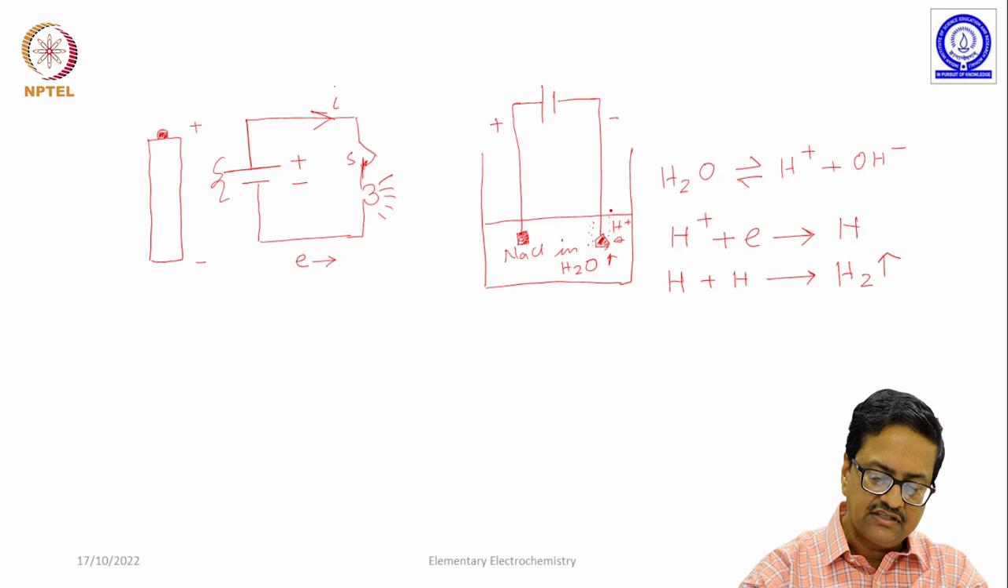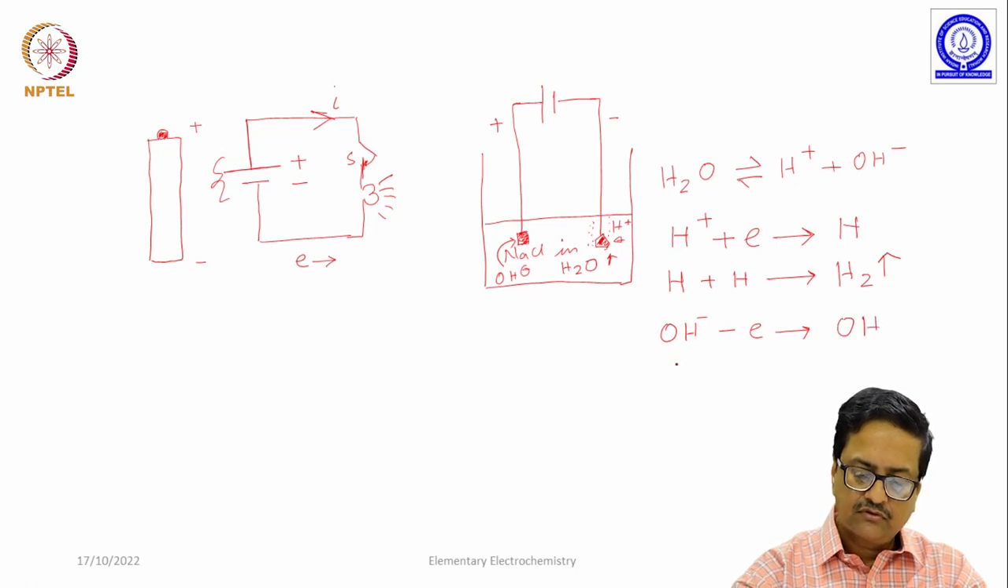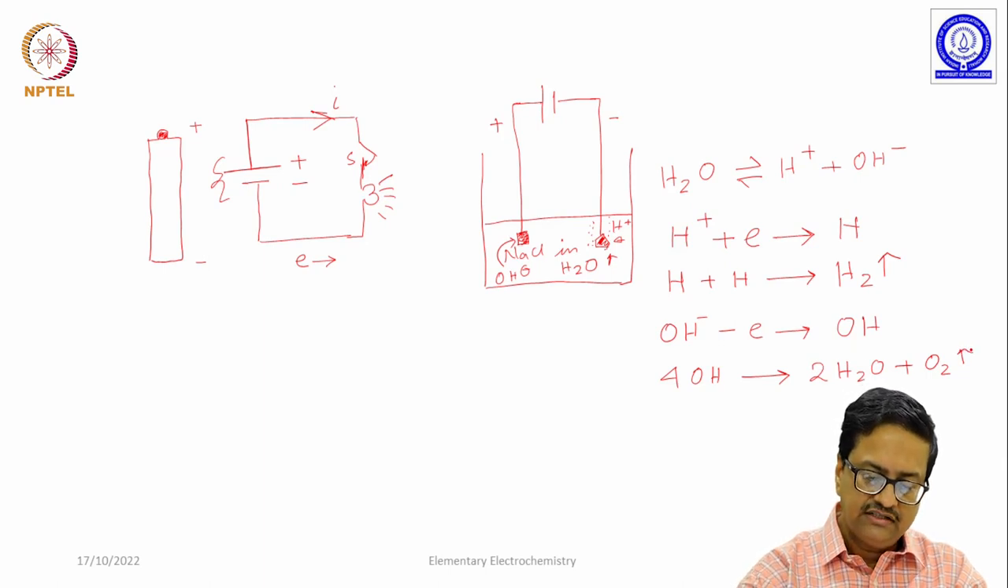Similarly, the OH minus ions will go here and release their electrons and become OH radicals. Four such OH radicals will combine to give you 2H2O plus O2, which will come out. As a result, you will see oxygen gas coming out and hydrogen gas coming out.